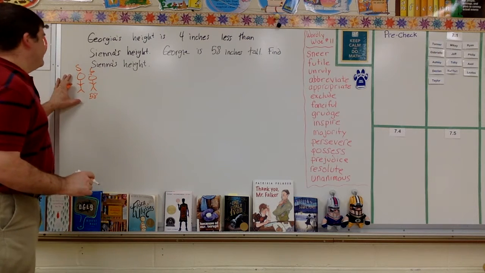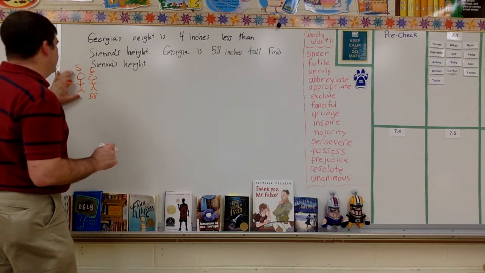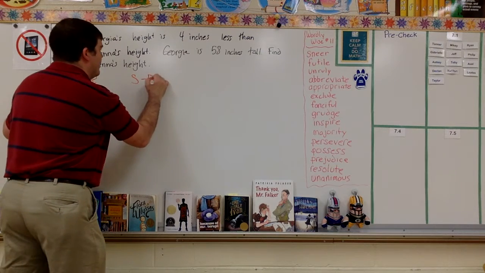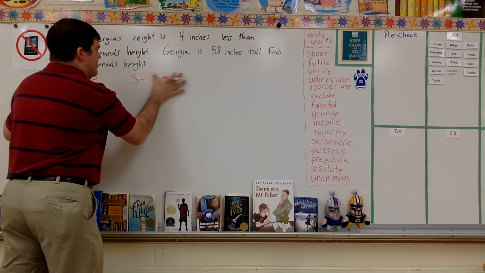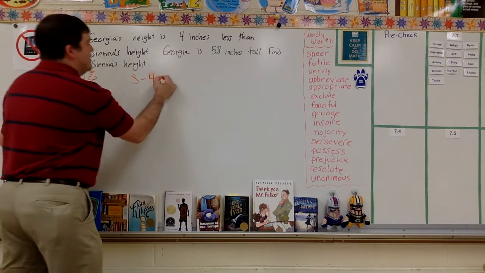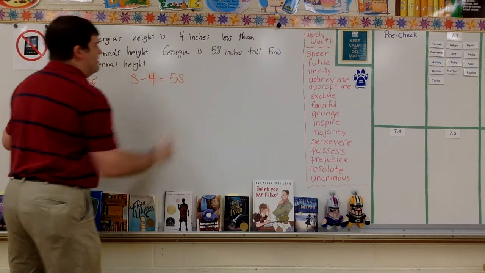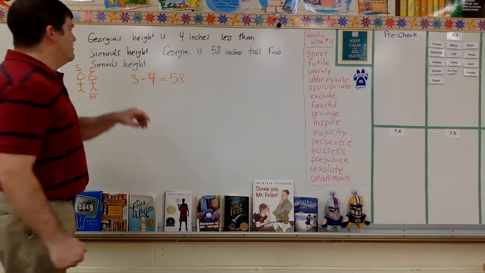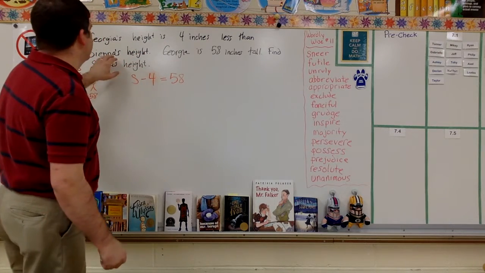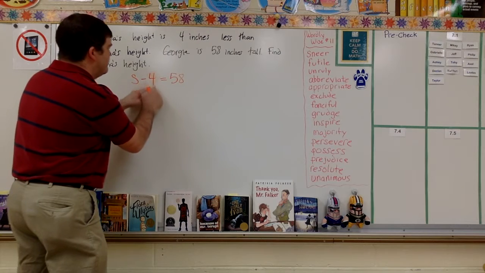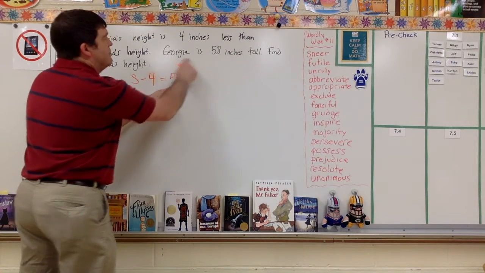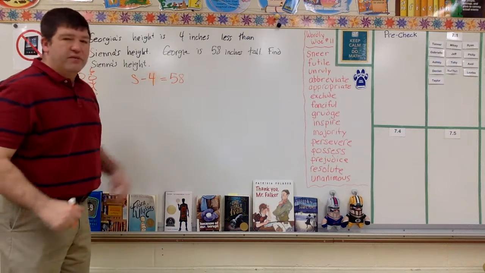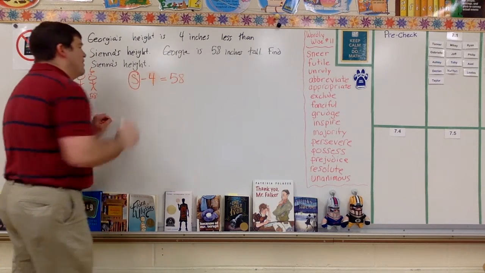Okay? So what I'm going to do is if I take Sienna's height minus 4, that's going to equal Georgia's height. Okay? So my equation is s minus 4 equals 58. Let's make sure this makes sense. Georgia's height is 4 inches less than Sienna's height. Sienna minus 4 equals Georgia. Yep, because we know Georgia is 58. Okay, so now we're back to what we had over there. We have a subtraction equation. We want to solve for s to find out what Sienna's height is.